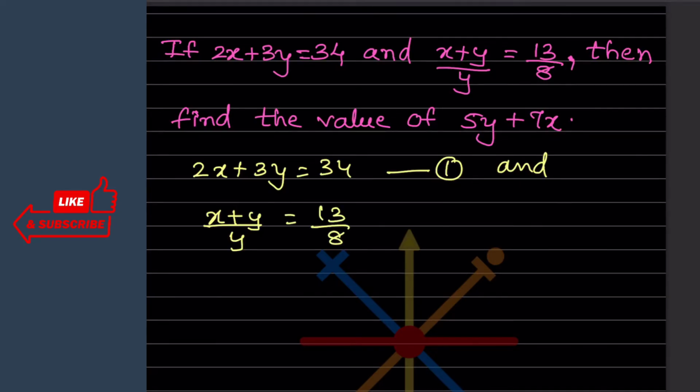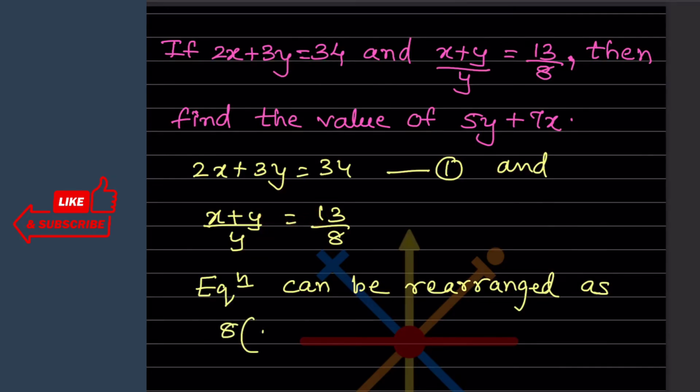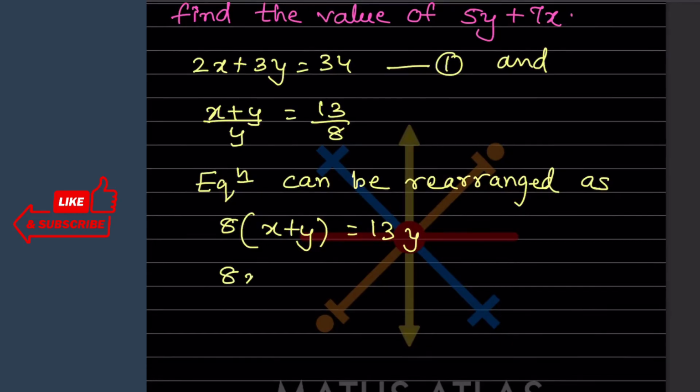So this equation can be rearranged as, let us see how. We'll just cross multiply this one. So what will that be? It is going to be 8 into (x plus y) is 13y. Now what will you do? You are going to expand this, so that is going to be 8x plus 8y. So 8x plus 8y is 13y.